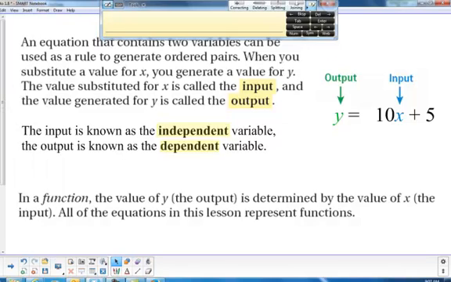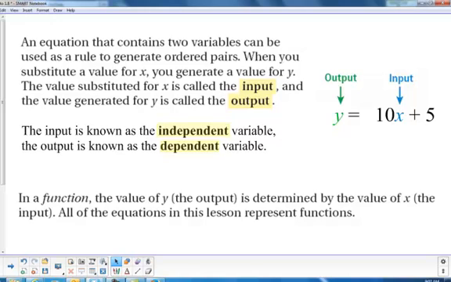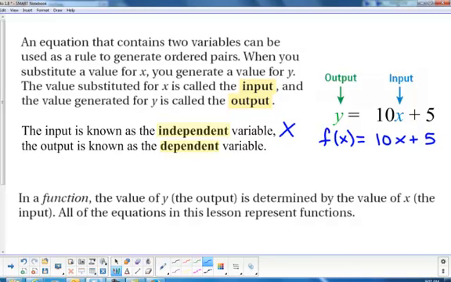Okay, you've got the input, what you put in, and the output. Function notation, you could also make the y an f of x. This means the same exact thing. The independent variable is the x variable. It's what you're putting in. The dependent variable is the y.